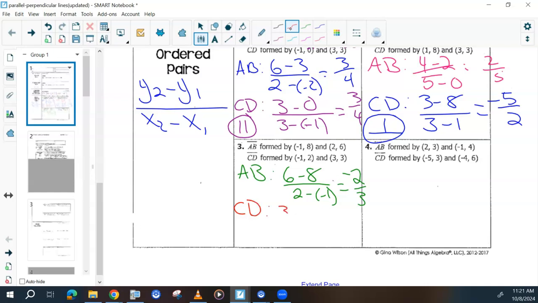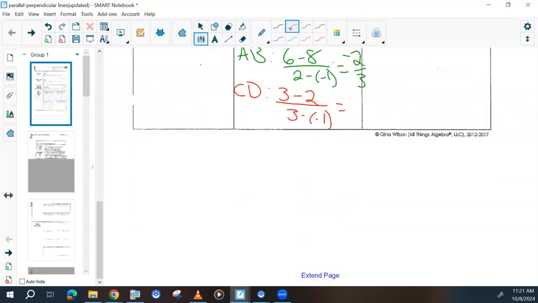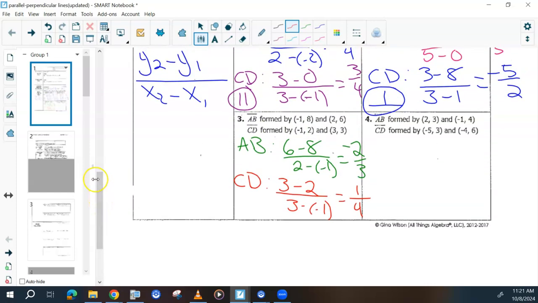And then for the bottom, 3 minus 2 over 3 minus a negative 1. What is that? Well, four in the denominator. 1 over 4. So these are not the same. They're not negative reciprocals, so this would be in neither case. When they obviously don't match at all.